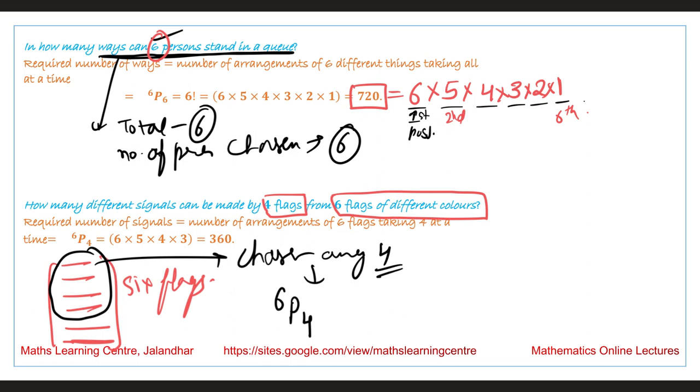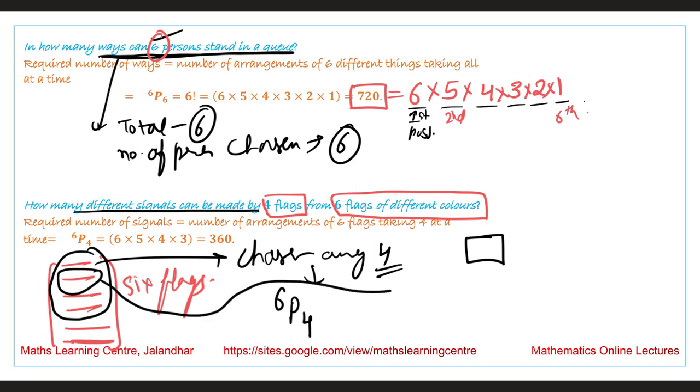because we are seeing how many different signals can be made. Suppose all these flags are different. The first flag we have chosen, suppose it is this flag. The second flag we are talking about, this is the second flag.